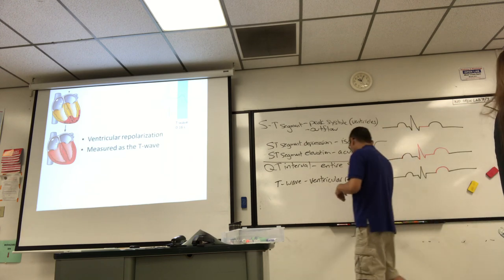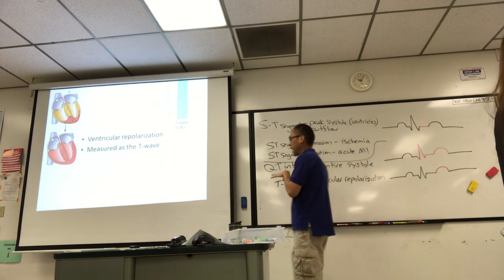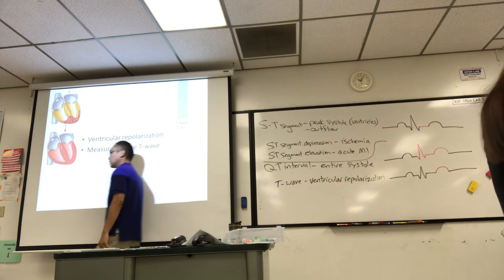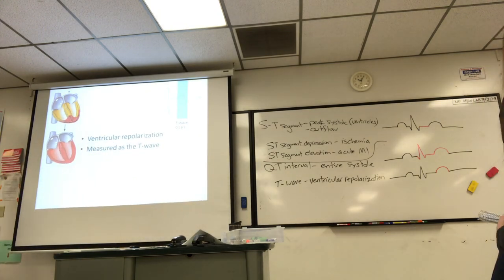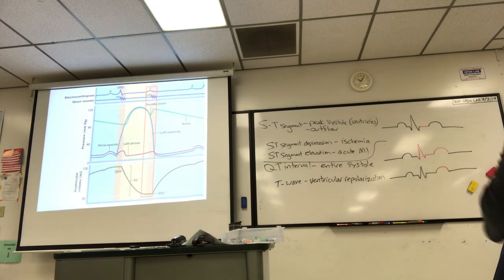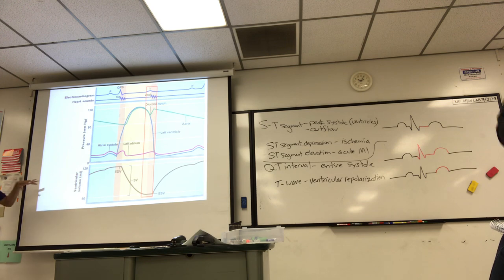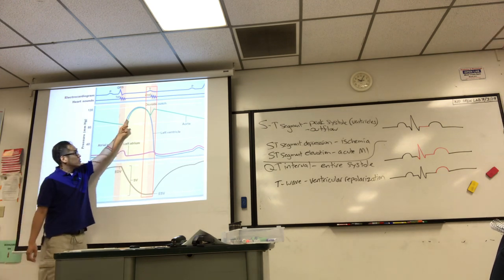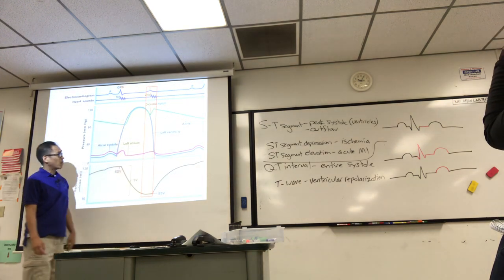So this is when the heart muscle is just starting to relax. Okay. So it's kind of towards the end of isovolumetric ventricular contraction there. When the heart muscle starts to relax, the ventricles are in repolarization. So that's kind of what you see there during the T wave.